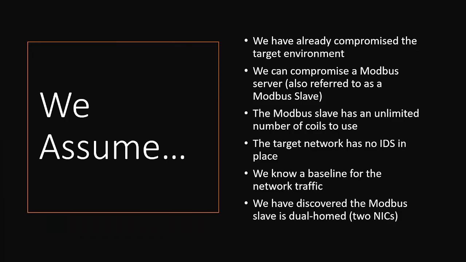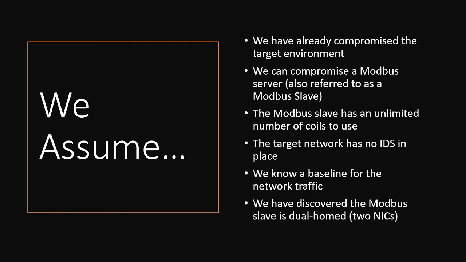I want to go over some assumptions first. We have assumed that we've already compromised the target environment. We also can compromise a Modbus server, also referred to as a Modbus slave. The difference between a slave and a master is that a slave can't initiate connections, but a master can. It can start the connection with the slave and get values from the slave, tell it to do certain actions, but a slave will never be able to reach out to the master or any other system, normally.